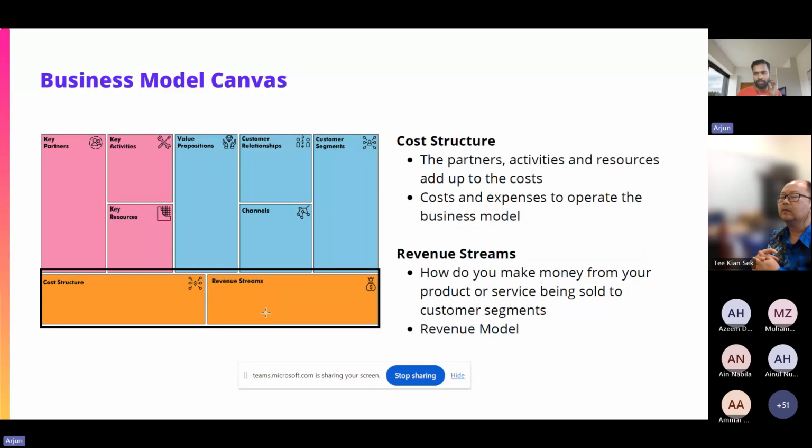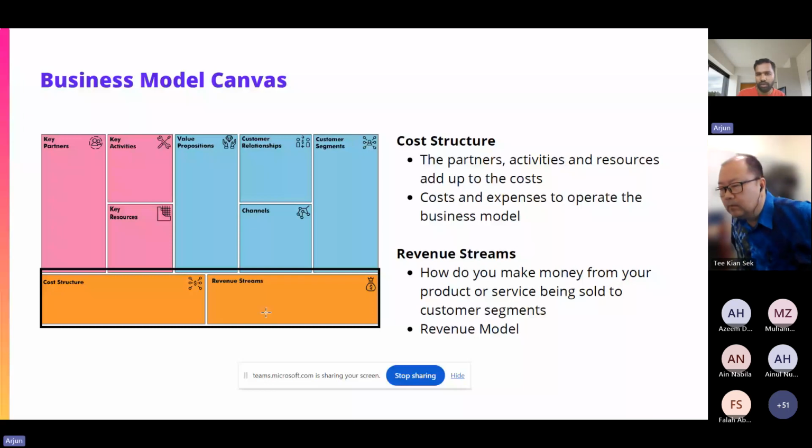Are you going to make money just by delivering the products, or are you like a contract manufacturer where you just manufacture the product, or are you like a service provider where you just provide the services? So this is how you think of making money. So this is the business model canvas.